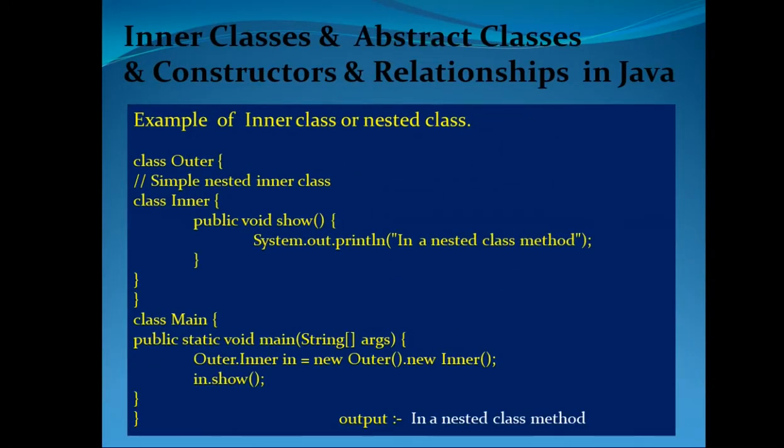So this is the example of an inner class or a nested class. Here we have an outer class. After that we have an inner class which has a method void show with a println. It is in a nested class method. After that we have the main class. Here we have the main method. Here we create the object of the inner class and access the show method with the help of the inner class object, and the output would be: in a nested class method. Please note this example.